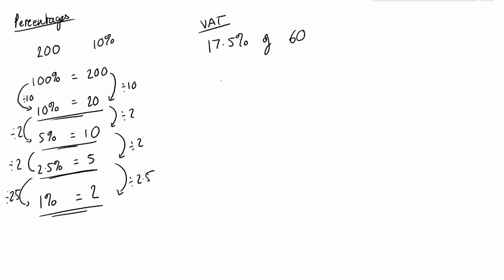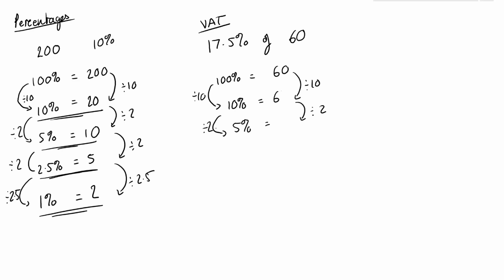So what we would do is we'd say that 100% is equal to 60. And then we'd find what is 10%. Well, that's going to be, we're dividing by 10 on both sides. So that's going to be 6. Then we'd find what is 5%. So we divide by 2 on both sides, and that becomes 3. And then we'd find what is 2.5%. So we're going to divide by 2 on both sides, and that becomes 1.5.